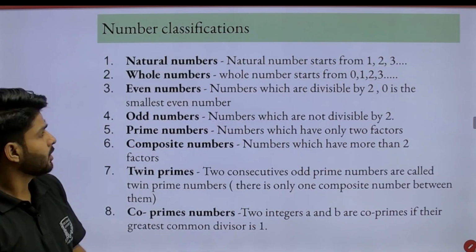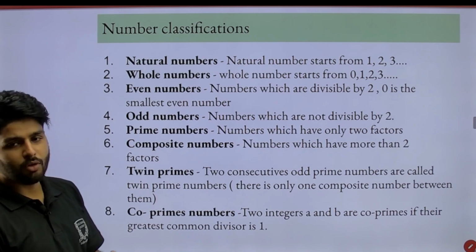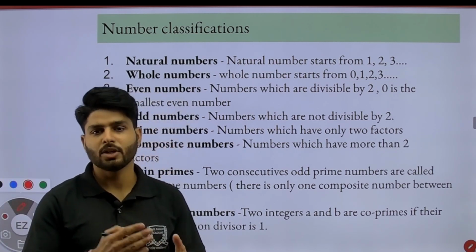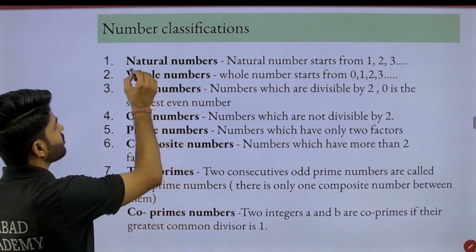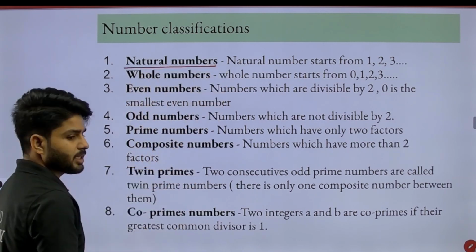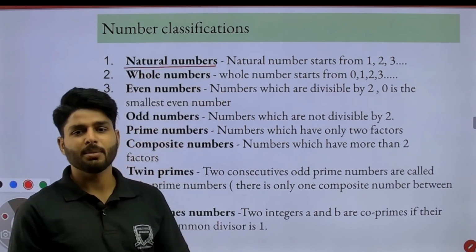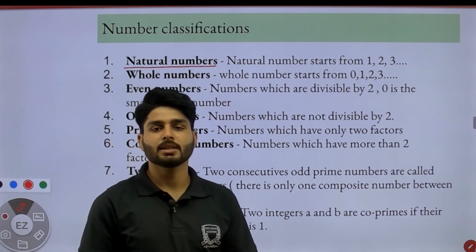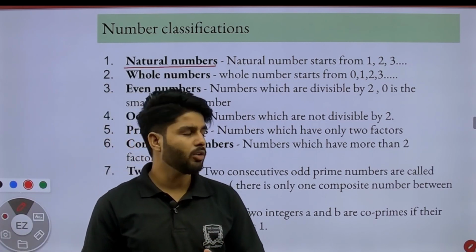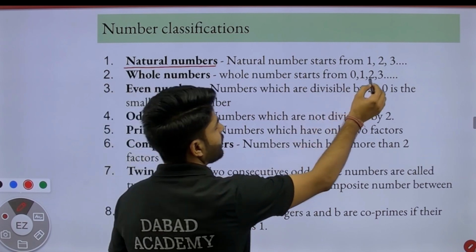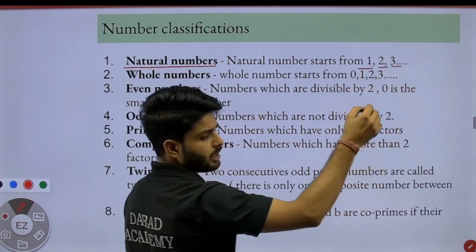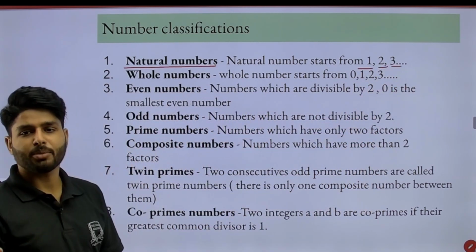Now we have to classify the numbers. First, we all know the counting numbers, that is 1 2 3 4 and so on. These are the natural numbers. Natural numbers are those numbers which start from 1 2 3, or we simply say the counting numbers are the natural numbers. We all know the counting starts from 1 2 3 and so on. It ends up to infinity.